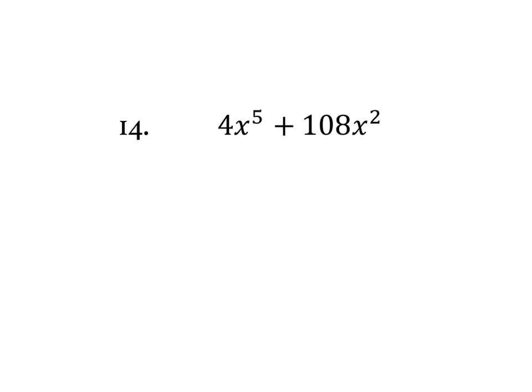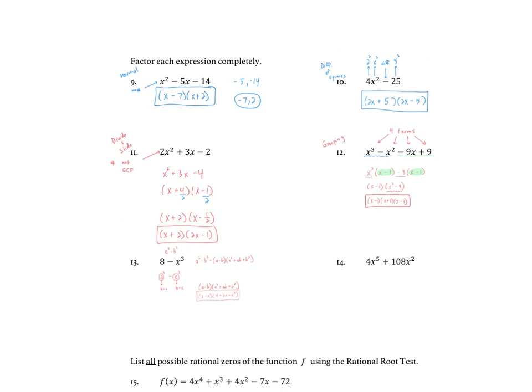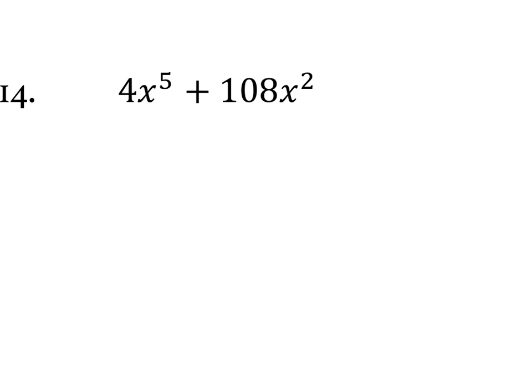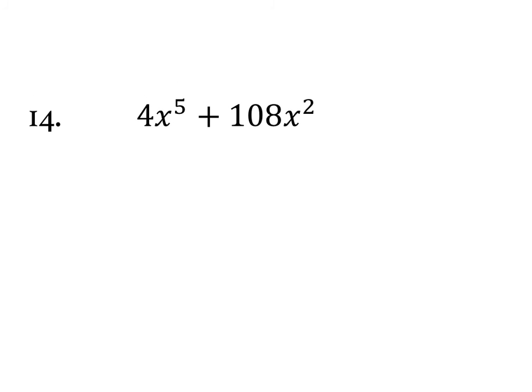Okay, next one. We don't know the type yet for this one because we have to pull out the GCF first. I wasn't saying it, but for the other ones, the first thing I thought was, is there a GCF? And for the other ones, none of them had a GCF, so we didn't have to worry about it. But this one does. So before we figure out the type, we have to pull out the GCF.